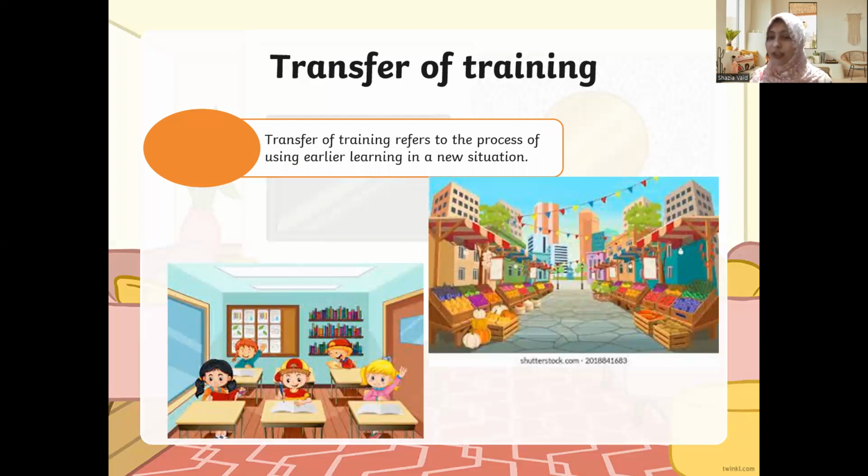Like when you take some fruit, you have to give the money and then you have to calculate and take the money back. What have you done? You have applied your addition and subtraction in the marketplace. But where have you learned these concepts? In the classroom. But you have applied this concept in the market. That is called transfer of training, and you can give this example when you are writing your answers.